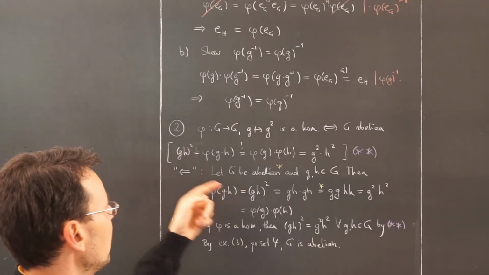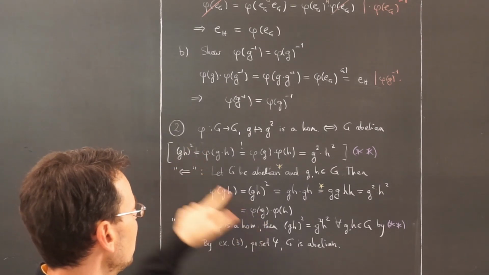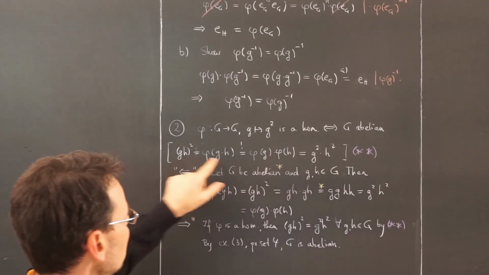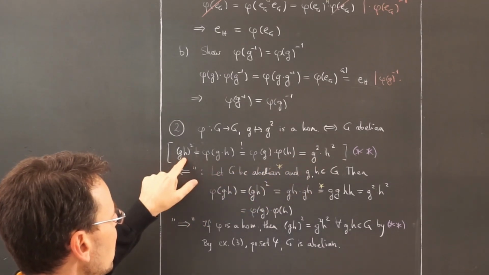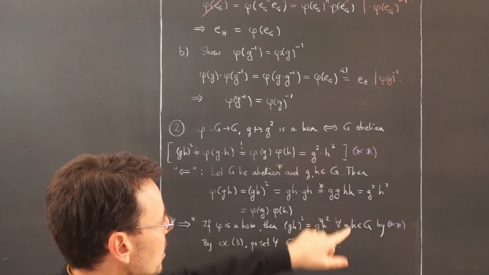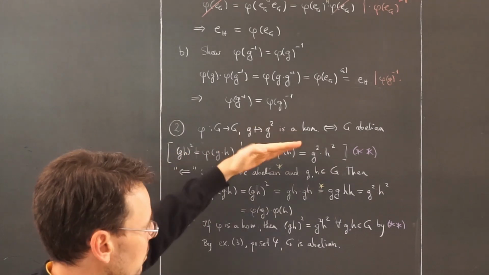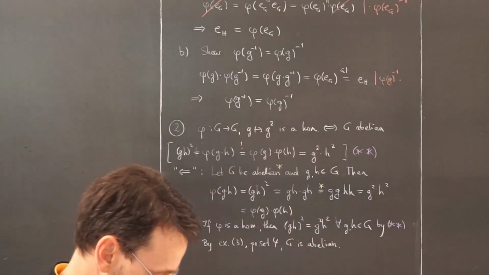Okay, now for the other direction, assume that phi is a homomorphism. Then, by this property here, this simply means (GH) squared is the same as G squared H squared for all group elements. By this here, if you write down the proof, you could put that there.